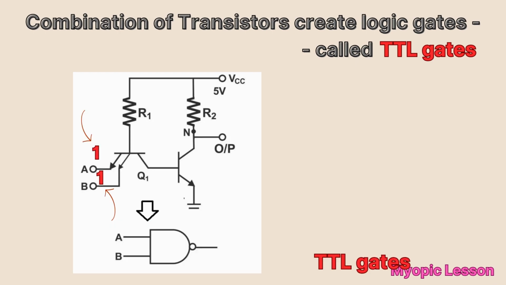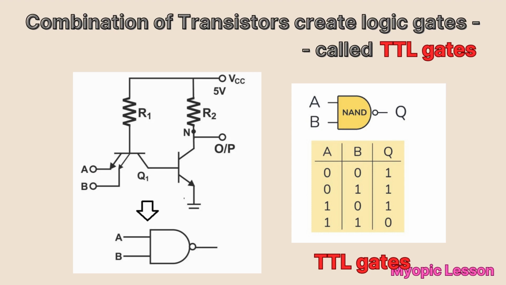When logic 1, that is high state of voltage, is applied to both inputs A and B on the emitter side of transistor Q1, the next transistor at the output stage becomes on. Current starts flowing through the collector side resistance R2. The voltage drops in R2 and output becomes 0, the low level of logic. The complete truth table reveals a particular combination of input and output. The corresponding circuit behaves as a NAND gate.